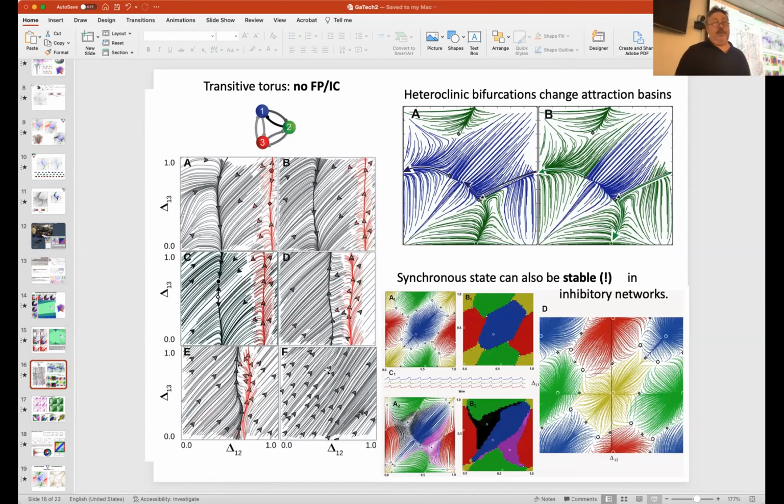So it's just the fun part. It has nothing to do with neuroscience. Or, okay, you can create even more interesting configurations when you have what's called a Cherry flow on the torus. Maybe it's the next slide.